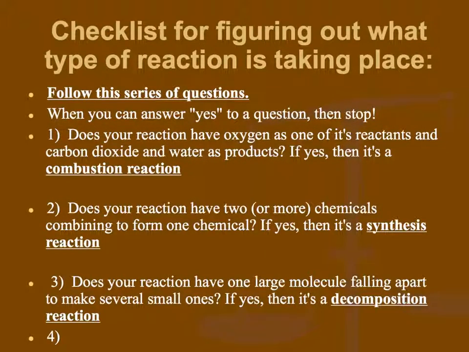So with so many different types of chemical reactions that exist, how can one look at a reaction and identify exactly what type of reaction is going on? Well, I know that the classic example is, does your reaction have oxygen as one of its reactants and carbon dioxide and water as a product? But let's review this. Does your reaction have a hydrocarbon, a compound that's made up of carbon and hydrogen only? And is that reacting with oxygen? Are your products carbon dioxide and water? If that's the case, then a combustion reaction is taking place.